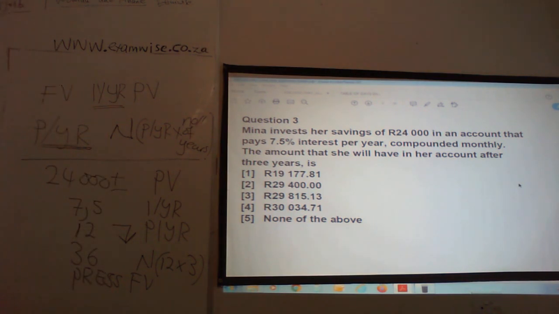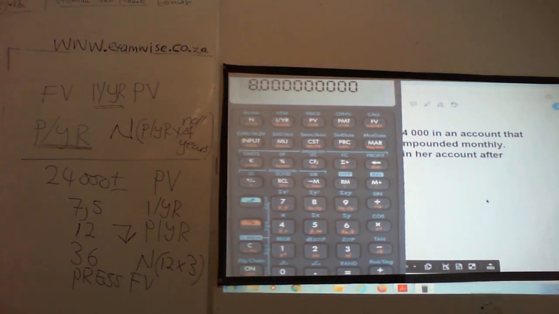So let us now go to our HP financial calculator. So here we start by clearing our memory. So to clear our memory, we just press down arrow, then here we press clear all. So our memory is clear. So we start with 24,000. So we have 24,000 plus or minus. So here we must press plus or minus to put the negative on the 24,000. Then after that we press our present value. Our present value is there.